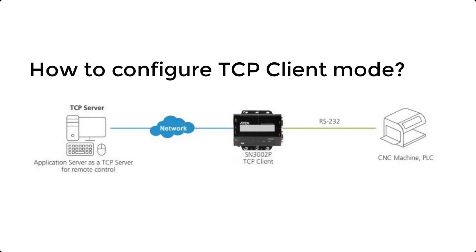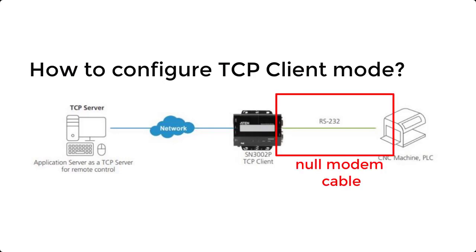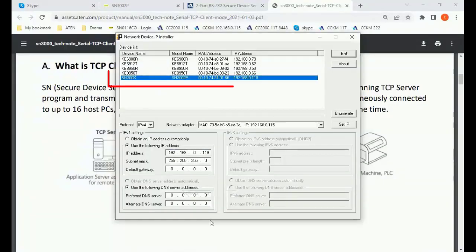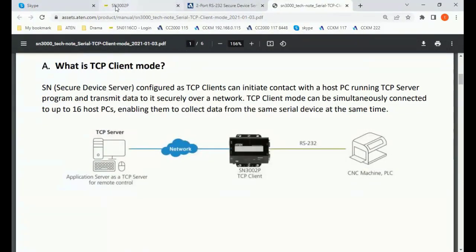How to configure TCP client mode? The following procedures use SN3002P as an example. 1. Using a UL modem cable, connect the SN serial port 1 to a serial device. 2. Using an Ethernet cable, connect the SN's LAN port to your local network. 3. On a host PC, use the IP Installer utility to discover the IP address of the SN3002P.